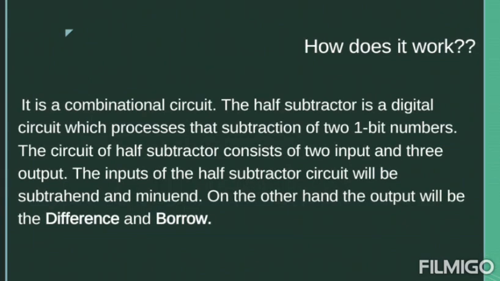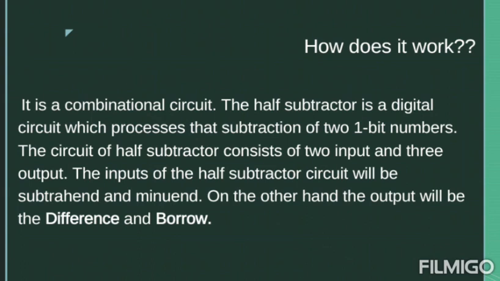So next is how the logic circuit works. It is a combinational circuit. The half subtractor is a digital circuit which processes the subtraction of two 1-bit numbers. The circuit of the half subtractor consists of two inputs and two outputs. The inputs of the half subtractor circuit will be subtrahend and minuend. On the other hand, the outputs will be the difference and borrow.